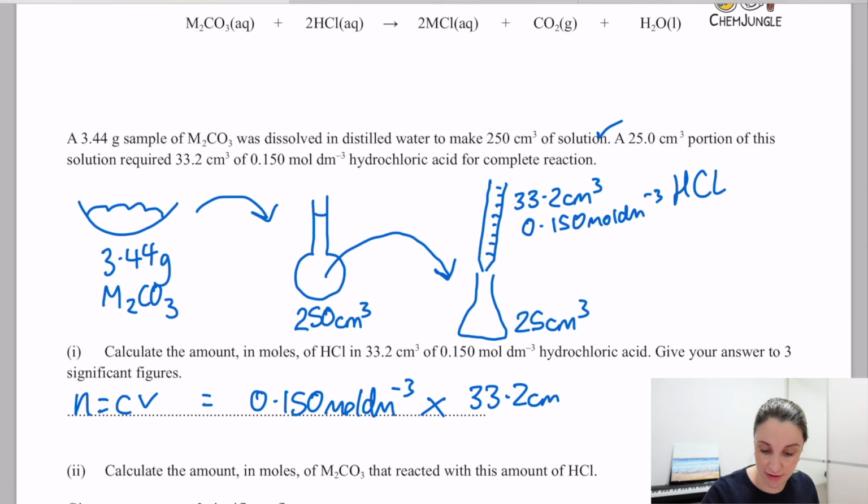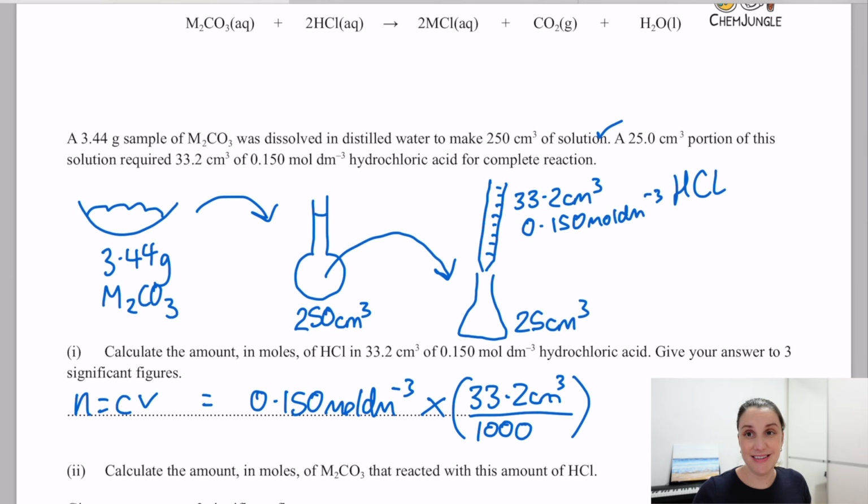I need to make sure that I convert that into dm cubed. So we can leave it in cm cubed actually and just divide it by 1,000 to make sure that it's converted into decimeters cubed. That's the thing that's going to come up a lot, where you need to be really, really careful of these units in topic 1 in particular.